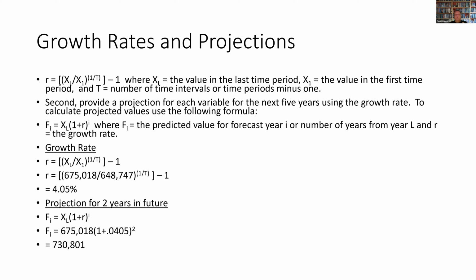$675,018, times 1 plus the growth rate we just calculated, 4.05%, which is 0.0405, raised to the second power because we are projecting 2 years into the future. You work through those calculations and you end up with a projection 2 years in the future of $730,801.